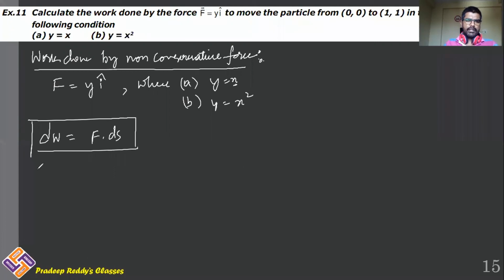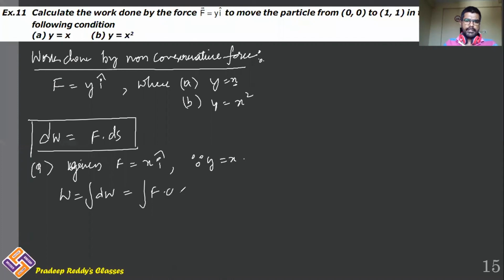Now let us take the first one. Given F is equal to x i cap, since y is equal to x. I want to now calculate the net work done. W is equal to integration dW. This gives you integration F into ds. But here it is only along the x-axis. Therefore, I will write F is equal to x into ds, which is along dx. That means work is done along the x-axis.